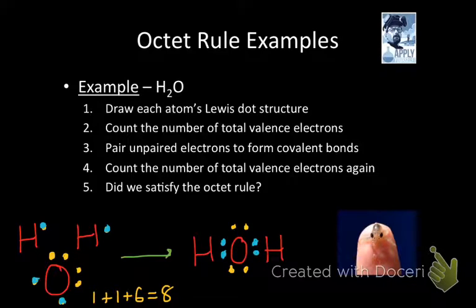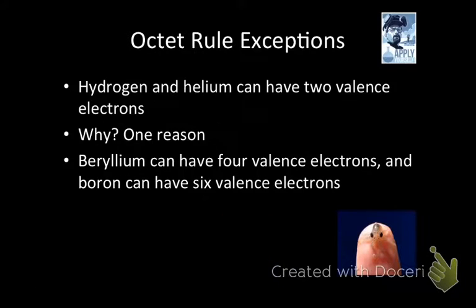I'll draw the hydrogens on the side with oxygen in the center. The unpaired electrons from hydrogen are going to pair up with the 2 unpaired electrons from oxygen, and I'll pull over the other 4 valence electrons from oxygen for a total of 8. And did we satisfy the octet rule? Well, oxygen has 8 valence electrons. Both of the hydrogens have 2. That's not satisfying the octet rule, but this is still correct, and I'll tell you why in just a second.